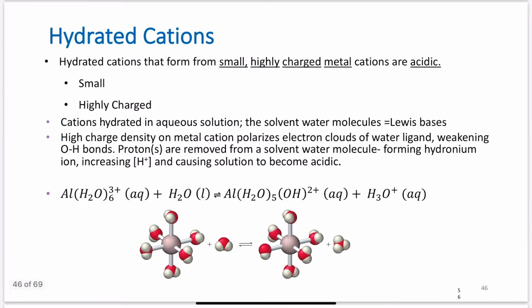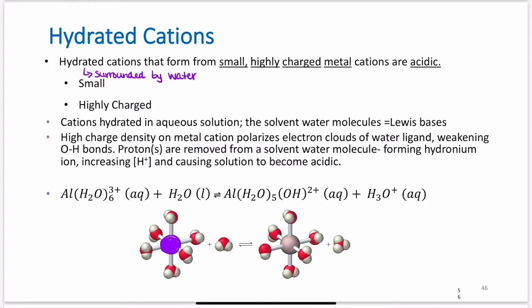So what do I mean by small, highly charged cation? Well, first they have to be what we call hydrated. A hydrated cation is like here, this is an aluminum atom in the center. Let me turn it to color so you can actually see. This is aluminum in the center, okay? And it coordinates to 6 water molecules. Hydrated means that it's surrounded by waters. It's got all its waters around it. And it forms from small, highly charged metal cations, and these cations are acidic.